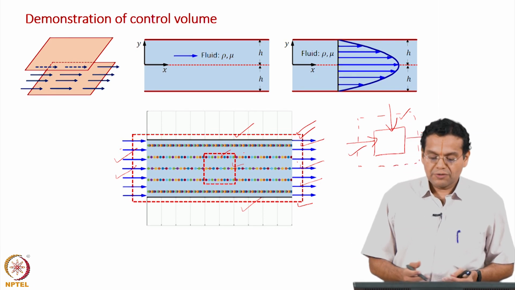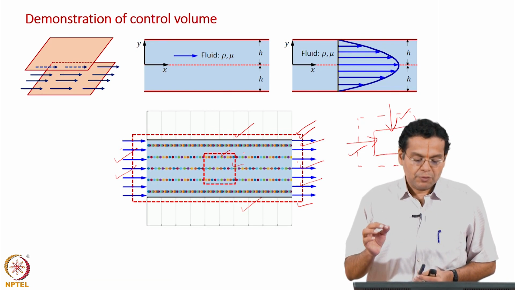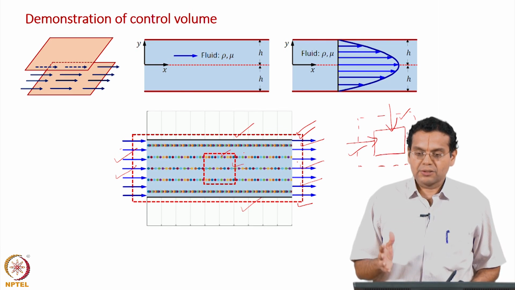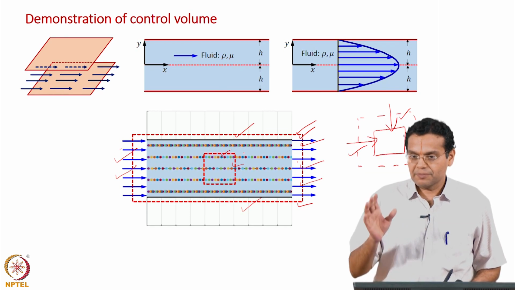Okay. So, different forms of control volume are possible. Once again, what is to be understood is that fluid particles which are in the control volume keep changing with time, that is the bottom line.